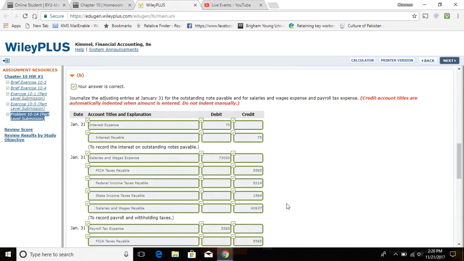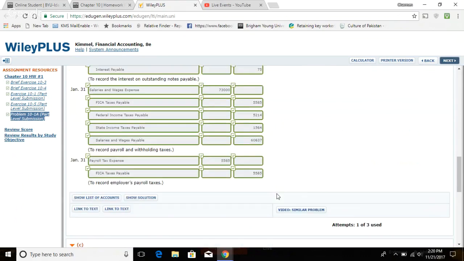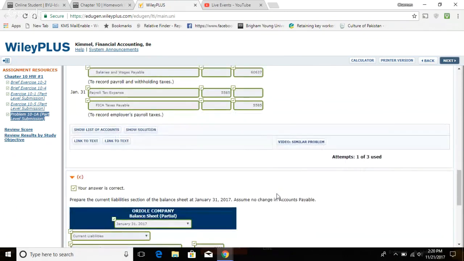And then moving on, we want to record the employer's payroll taxes. And up here, we've recorded the employee's portion of the payroll tax. Down here, we would debit payroll tax expense for the same amount for the employer's contribution. And then also credit FICA taxes payable.